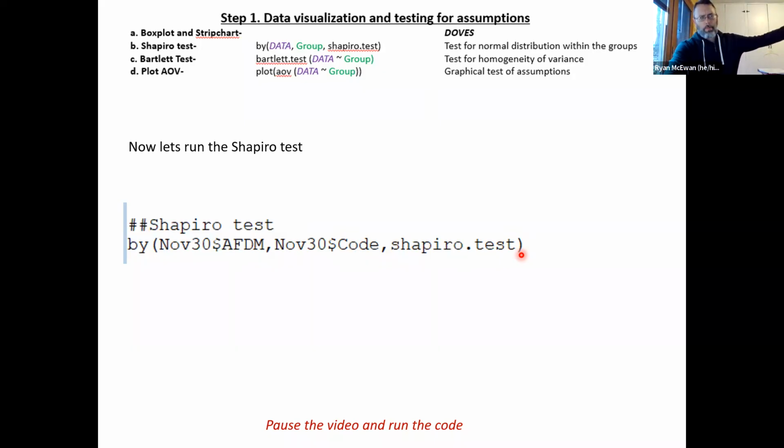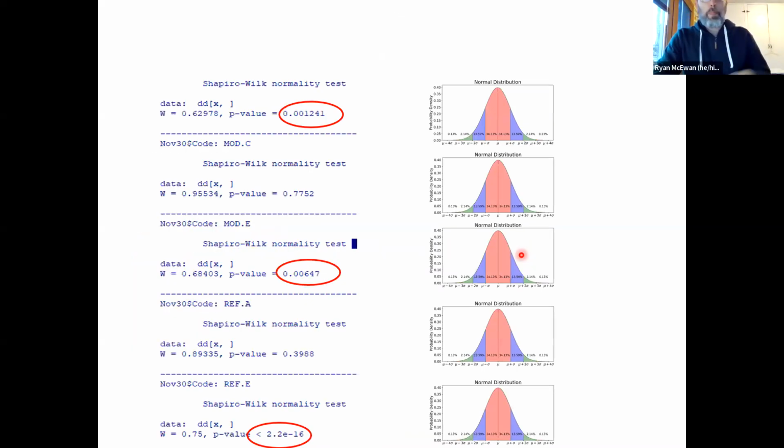Okay, got it? Here's what we've got. Again, this is just from a snippet. Don't pay too much attention to this. This is just trying to remind you that we're looking for normal distribution. That's what this does. It tests it. This is failing. That is to say, this rejects the null hypothesis of a normal distribution.